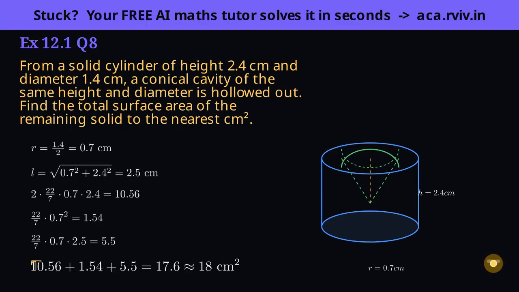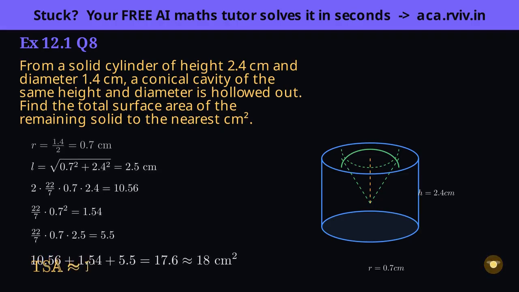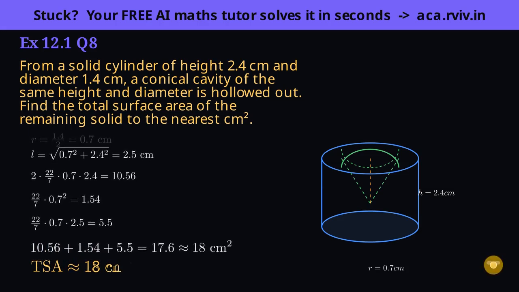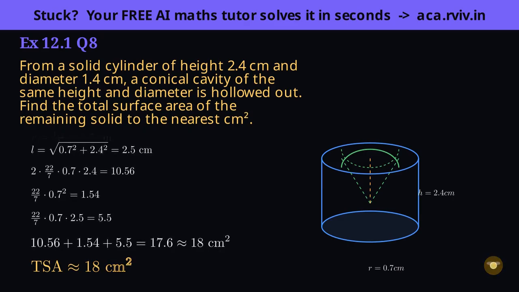The idea: hollowing out removes the top flat circle but reveals the cone's inner slope. One surface is lost and a different one is gained. So don't blindly add, walk face by face and ask what's still there and what's newly exposed.